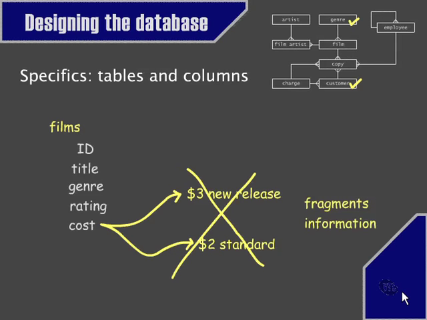How we're going to affect that change, one way to do it would be to actually store the $3 and $2 figures within the films table. However, this is what I wrote down initially when I was sketching out ideas for the database. Very quickly though I realized that this would fragment the information, because if we wanted to increase the price of the new releases, or decrease the price of the standards, or whatever we were doing, we would have to go in and edit every entry of a film stored in the database already.